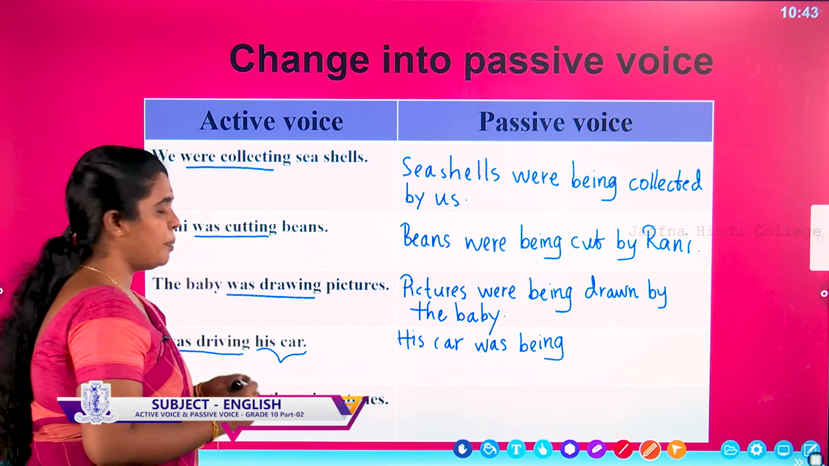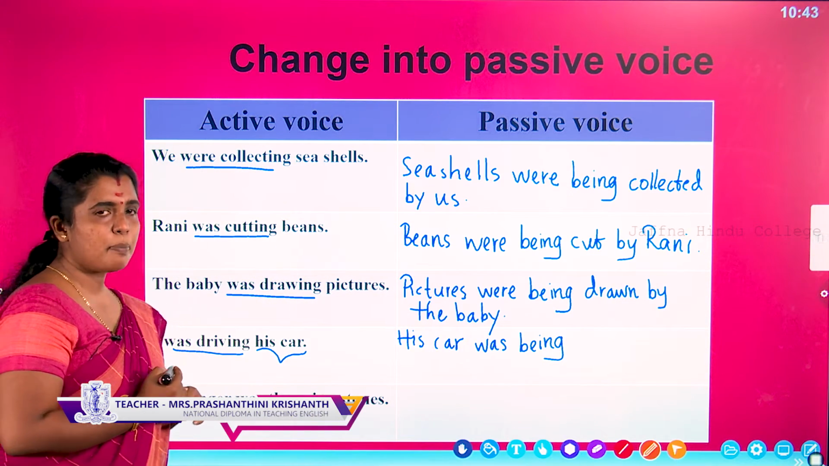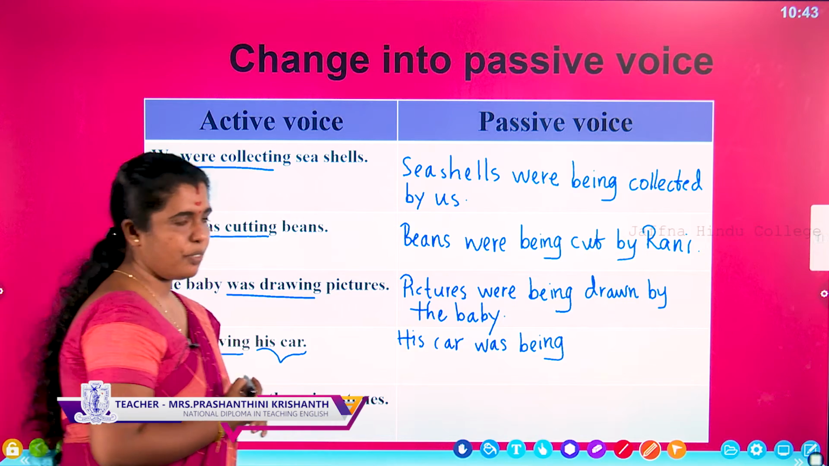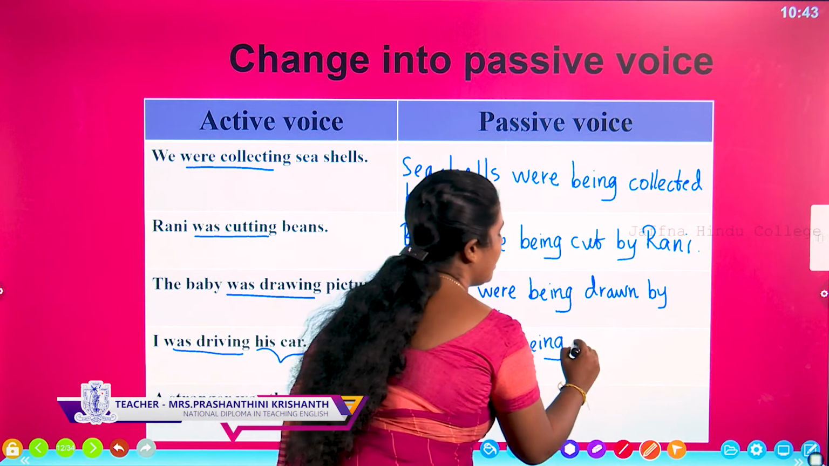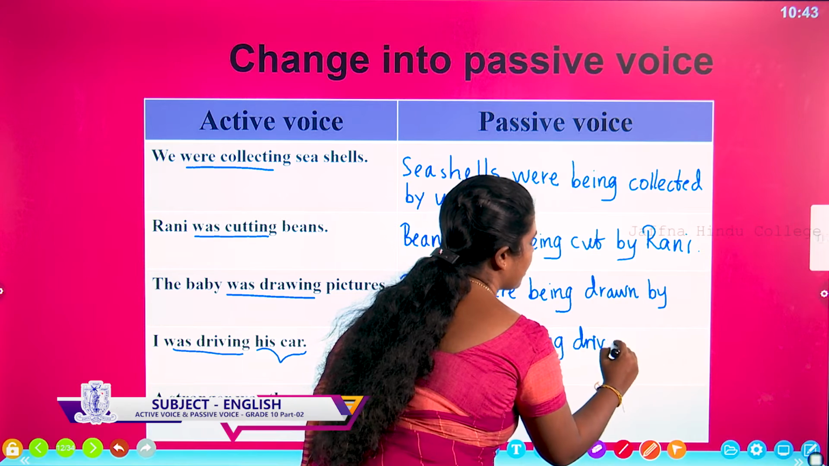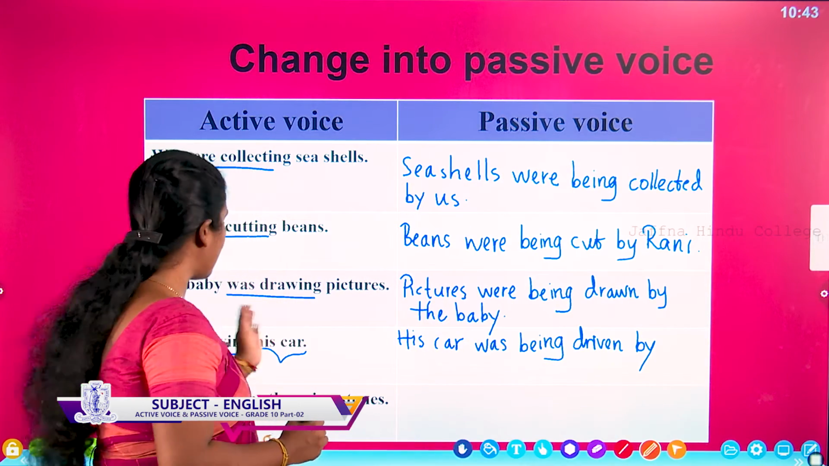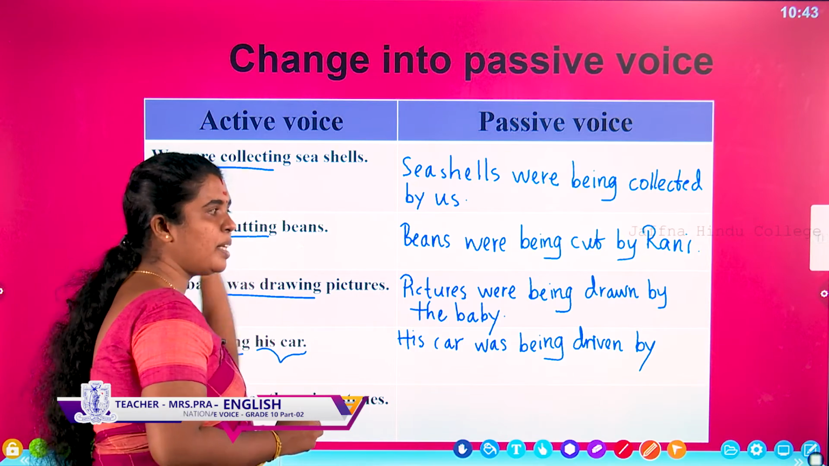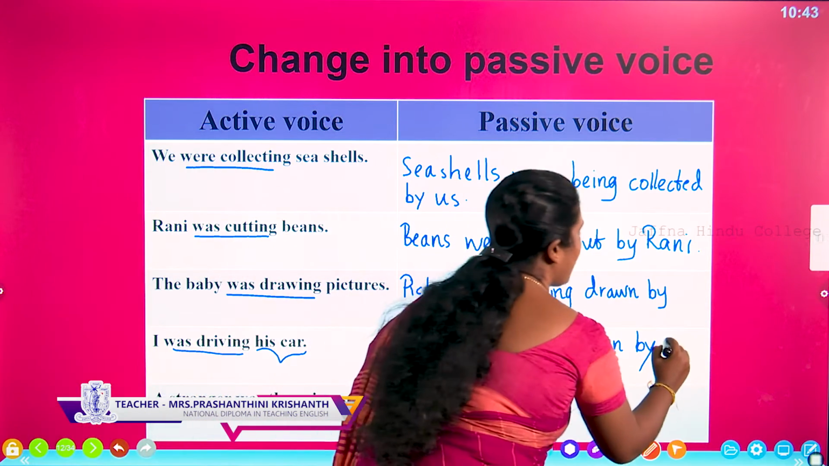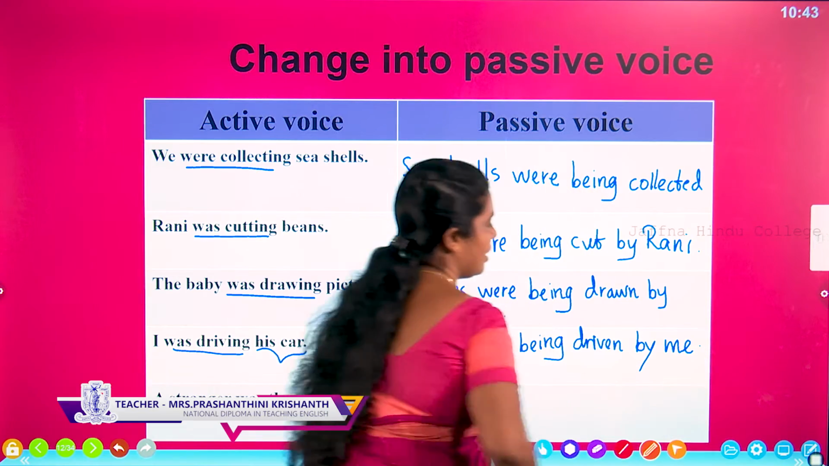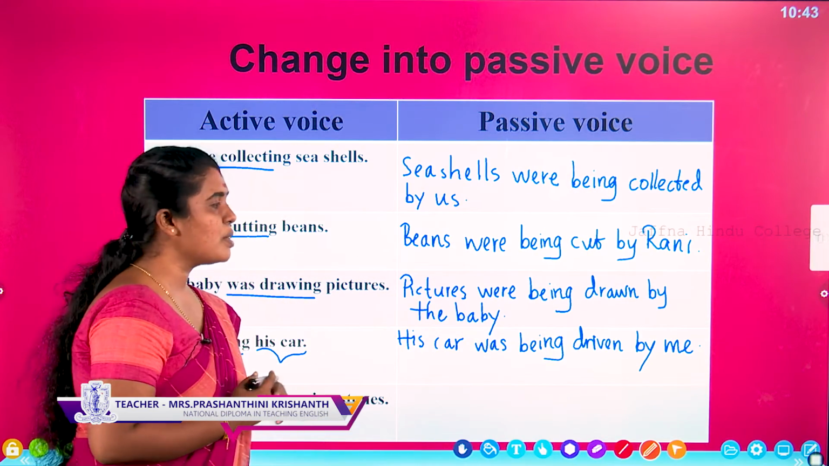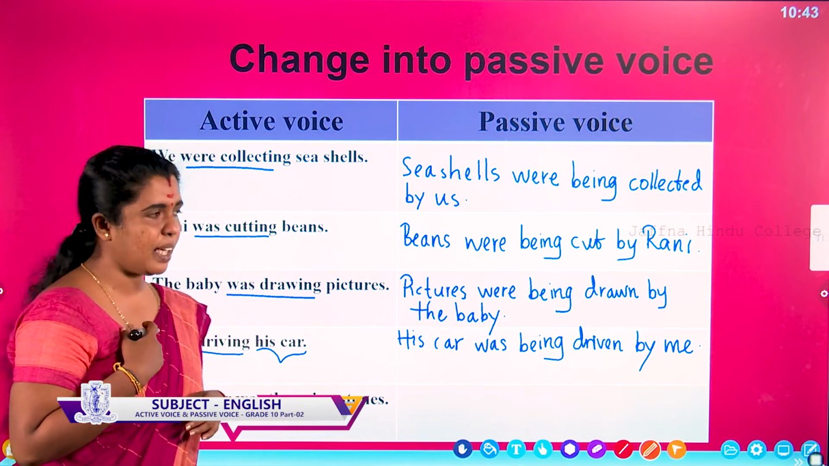What is the main verb here? Drive. So, the past participle form of drive is driven. His car was being driven by, who is the doer of this action? I. So, I means me, right? By me. His car was being driven by me.